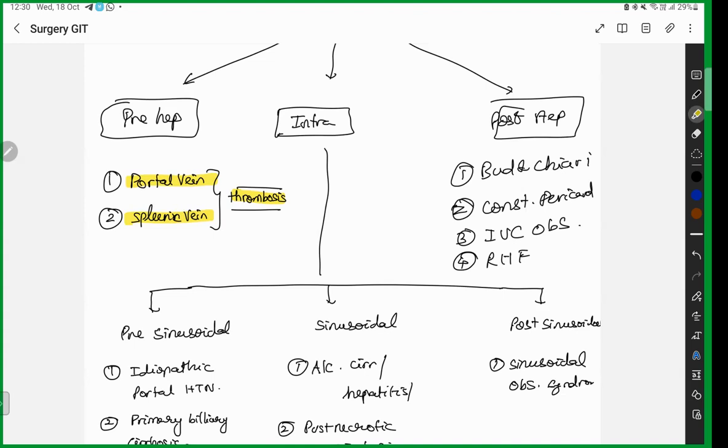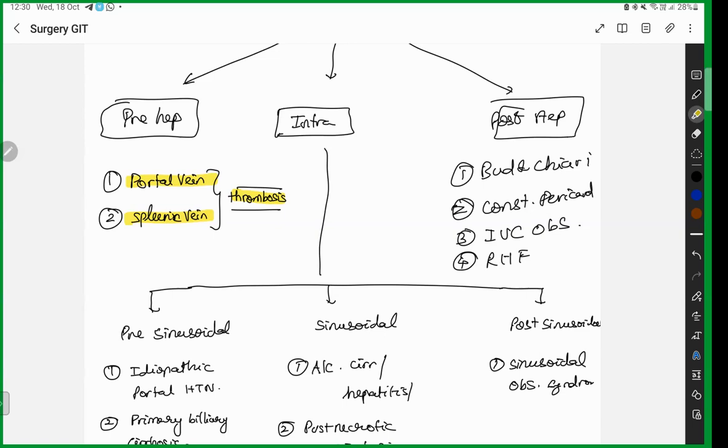One, fulminant: if it presents acutely, it will cause liver failure. If it is gradual, it is going to lead to portal hypertension and splenomegaly. Number 1. Number 2 is going to be splenic vein thrombosis. Specifically, splenic vein thrombosis causes left-sided portal hypertension. It is usually secondary to acute pancreatitis, and management is going to be splenectomy.